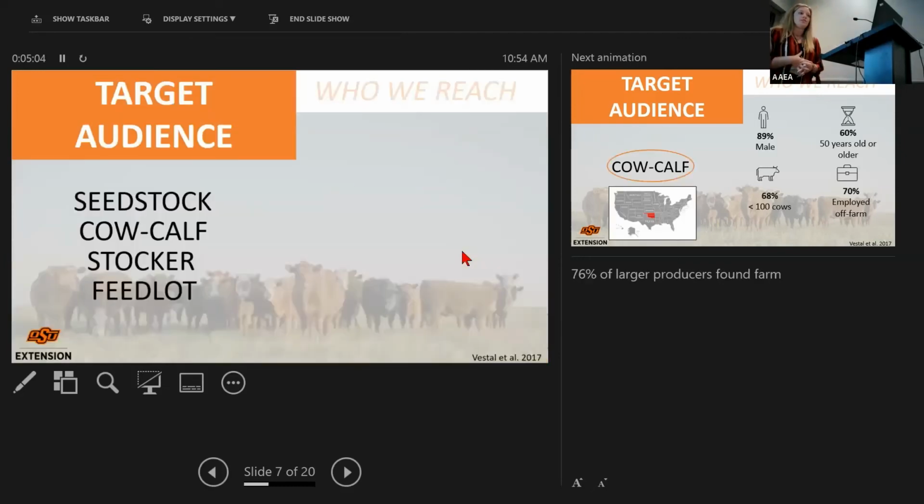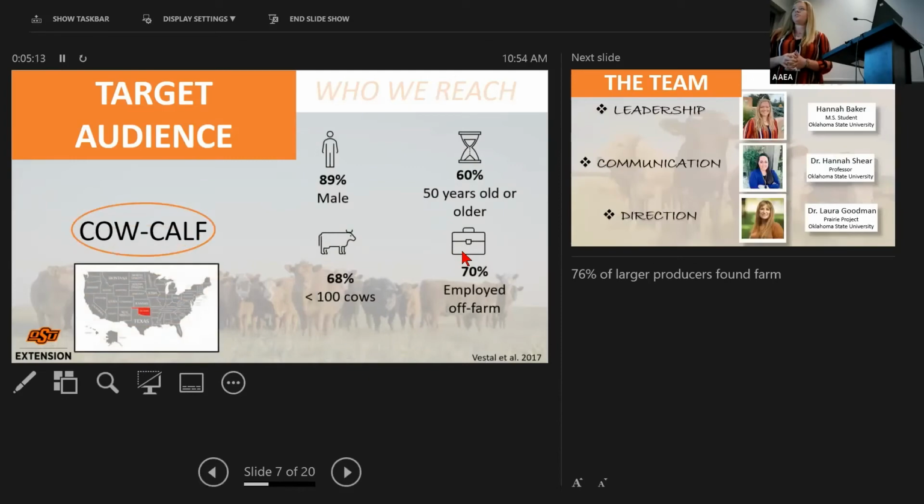So who are we reaching in this extension program? While there are 4 main categories of cattle production all throughout the Great Plains and in the US, this specific extension program is aiming to reach cow-calf producers in Oklahoma. And we see that these producers are mainly older men who have herds less than 100 head, and 70% of them rely on that off-farm income. So that right there is kind of not discouraging, but cattle producers want their operations to be profitable on farm. They don't want to necessarily depend on that off-farm income. So again, through this research, we want producers to be able to have the option to increase that on-farm income and not have to rely on off-farm income as much.